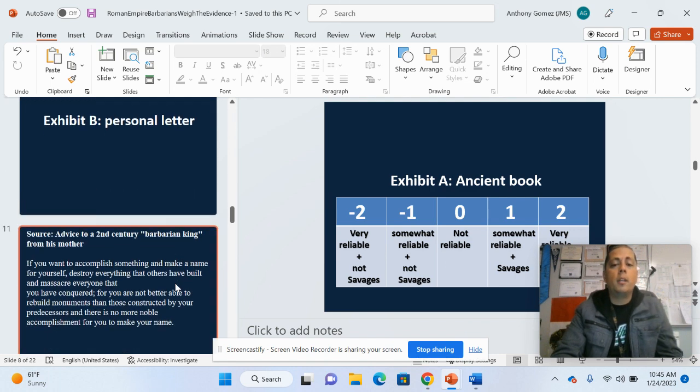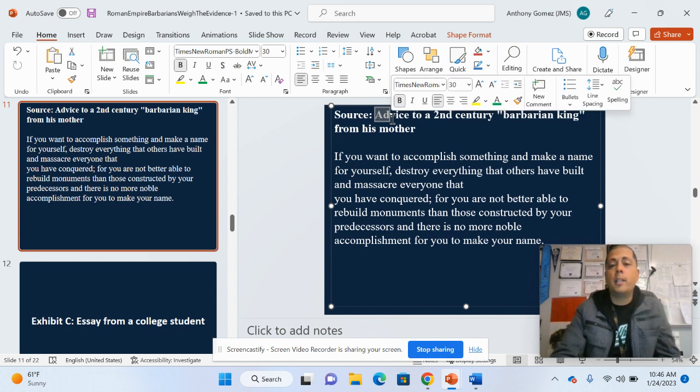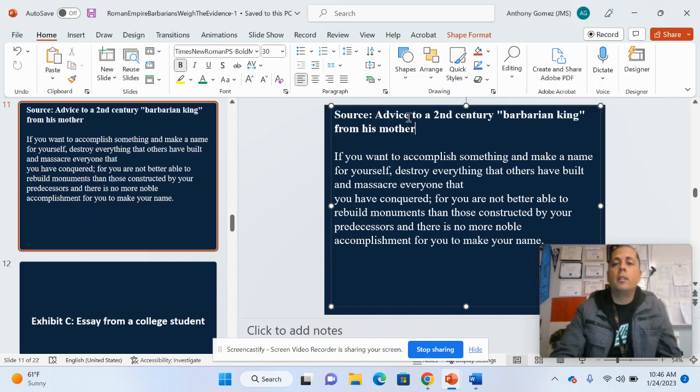Some of these are going to be evidence that's more weighed towards not savages. Others are going to be a little bit more about why they were savages. It just depends on the different sources that they're reading, right? In this case, this one is another primary source, and there are some primary, some secondary sources. So this is a letter written to a barbarian king from his mother, right? So when we talk about reliability for this one, for example, it's very reliable because that mom thought that no one else was going to see this letter.